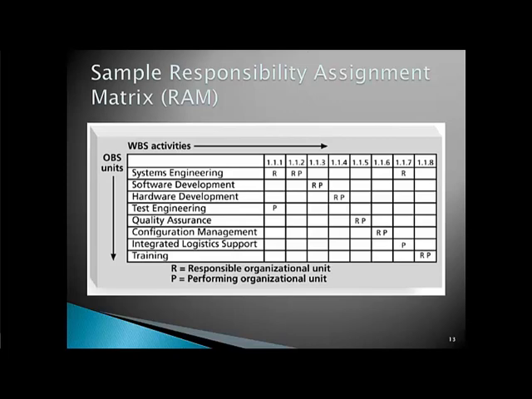And as we see here, we have responsible organizational unit and performing organizational unit. We refer to one as R and one as P, and you can see some of them have both responsibilities, and other units have the responsibility of the organization of the item, while the performing will be from a different unit.